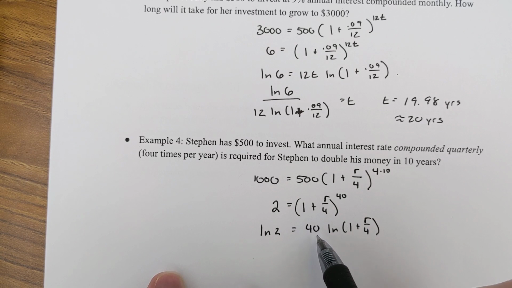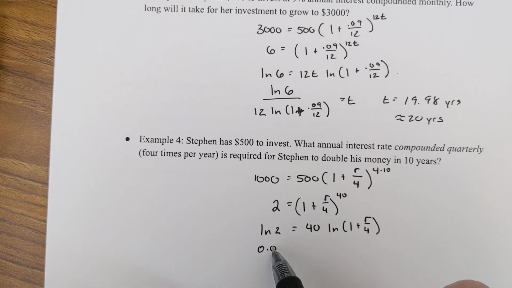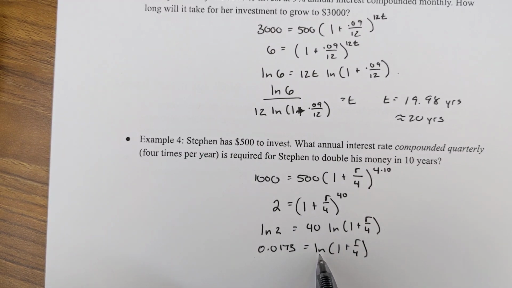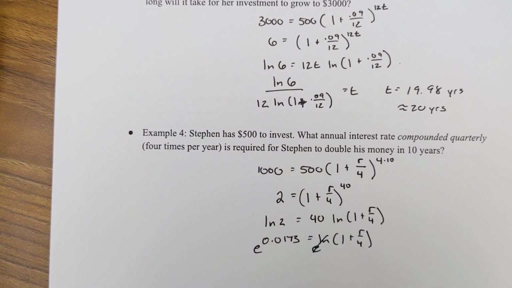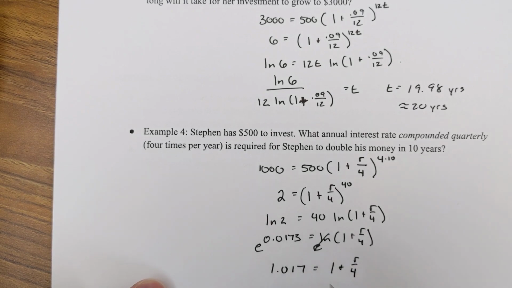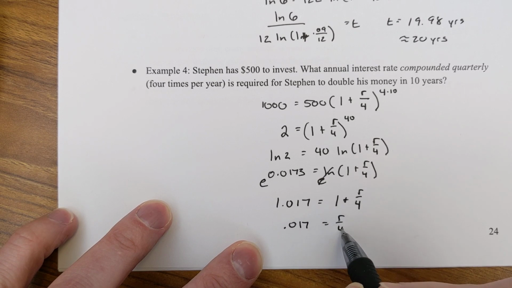Okay, so I'm going to divide that across. So ln 2 divided by 40 is 0.0173, which equals the natural log of 1 plus this. So I have that. Now I need to undo the natural log, so everybody becomes exponents on the e. So e to that number that I just found is 1.017, and that's equal to 1 plus r over 4. So subtract the 1 across, 0.017 equals r over 4.